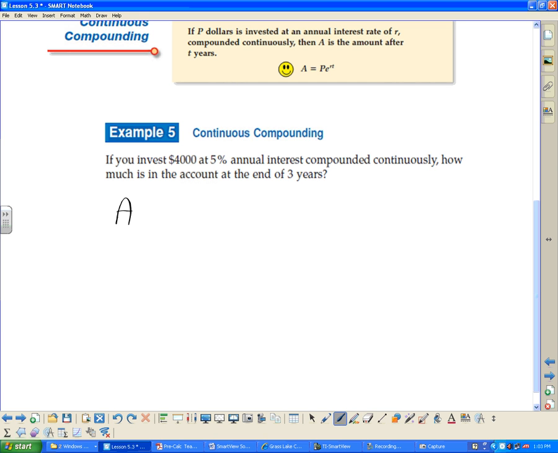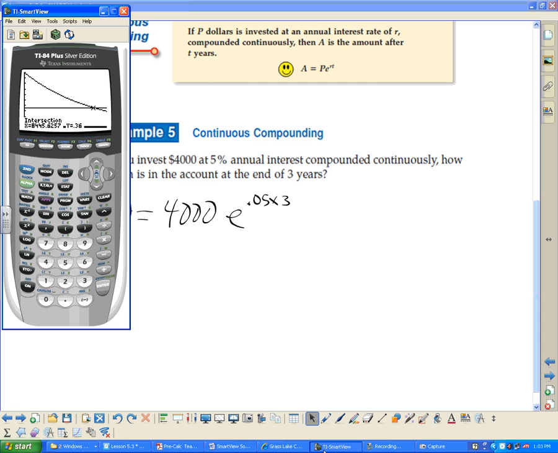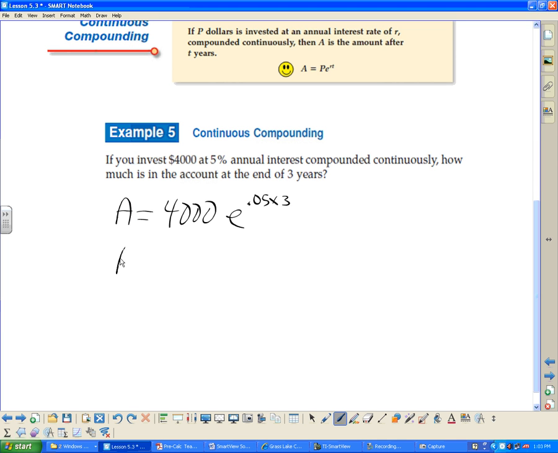So we have A equals our amount we're going to get at the end. It was 4,000 times e raised to the power of 0.05 times 3. And it's as simple as just typing that in your calculator. So I've got that right here, 4,000 times e raised to the power of 0.05 times 3. That would be $4,647.34. So A is approximately $4,647.34, and that's with compounding interest continuously. We're using the formula A = Pe^(rt).